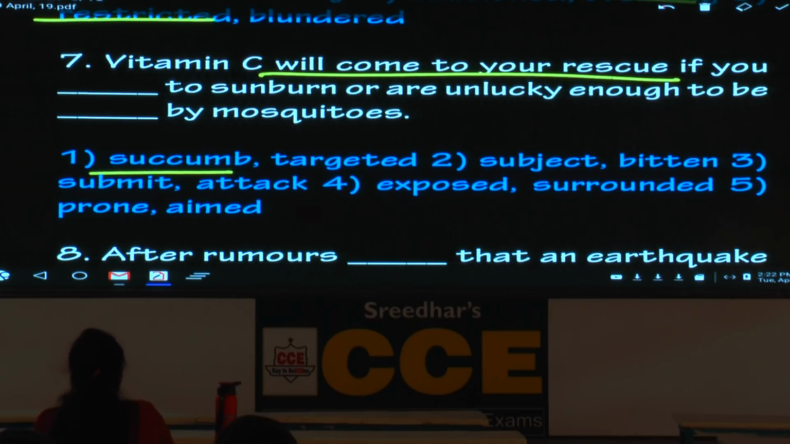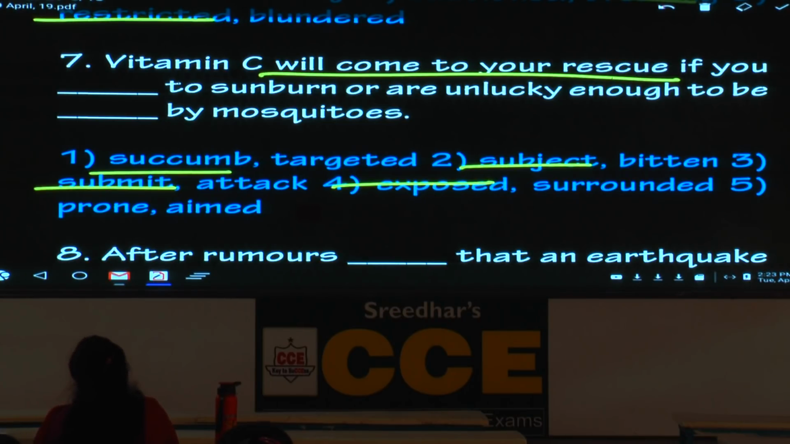If you subject to sunburn. Here you have to say if you are subjected to, passive voice. So, it is not correct. And the second word is right, the first word is not correct. To be bitten by mosquitoes, that is right. But the first word is not correct. If you submit to sunburn, is it right? Please mark it wrong. If you exposed, or if you are exposed, do you find are? No. So, mark it.